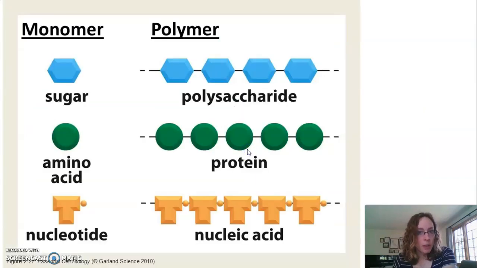So if you look at these three pictures, you can see that idea that I just explained to you about monomers and polymers. Sugar is a monomer, and sugar molecules can make long chains that we call polysaccharides. Amino acids are a monomer. They can make long chains that we call proteins. Nucleotides are a monomer. They can make up long chains that we call nucleic acids. So we are going to take a couple minutes to look at each one of these one by one.